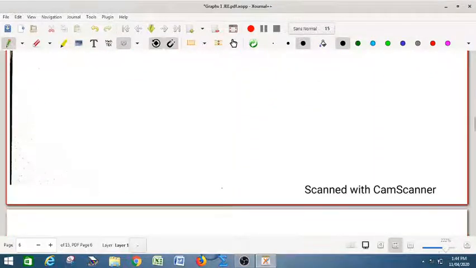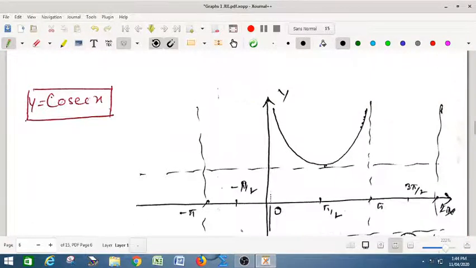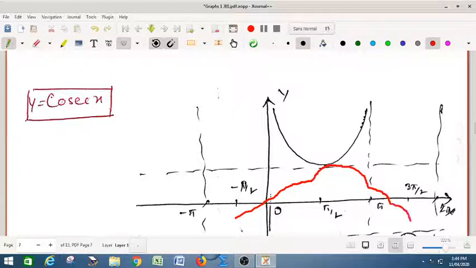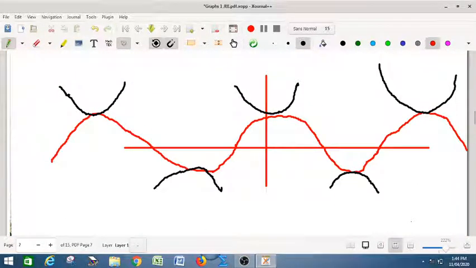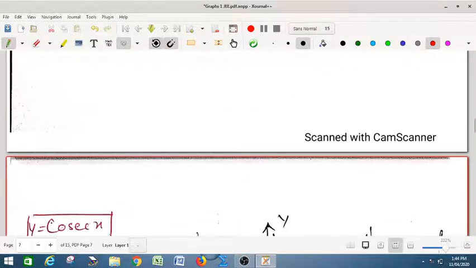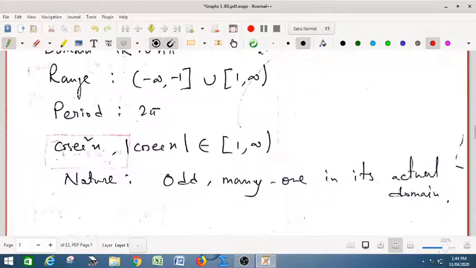I am not going into the detail of cosec x. Similarly you can explain cosec x. If you draw the sine curve like this, if you draw sin x, then similarly, as with sec x, after that you draw several branches of cosec x. So these are the important trigonometric functions.